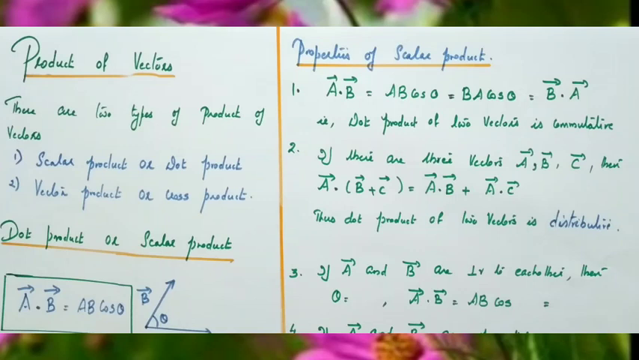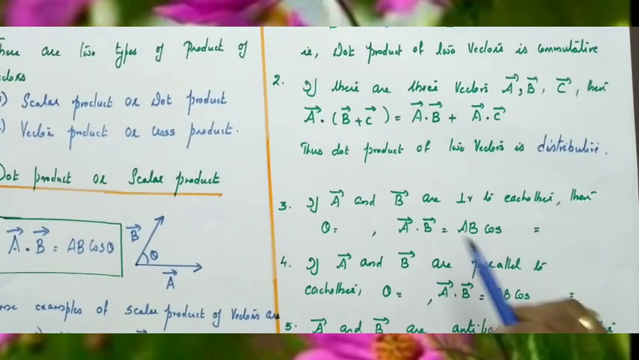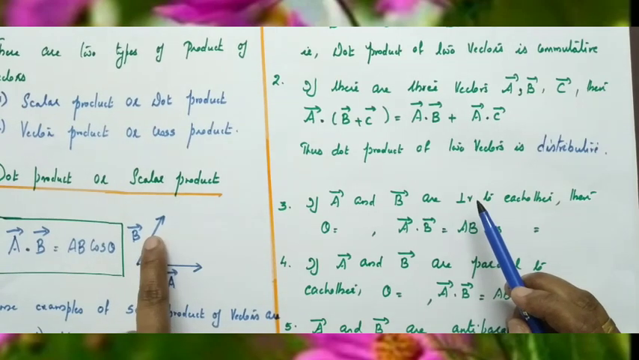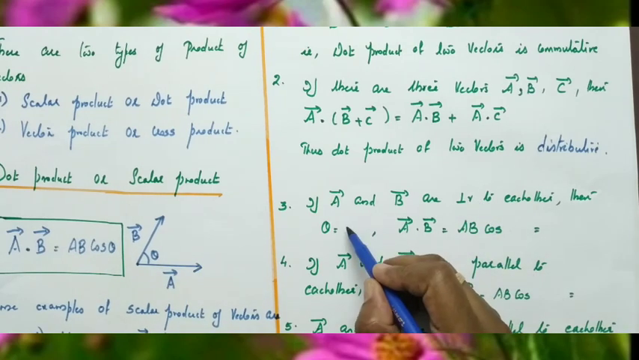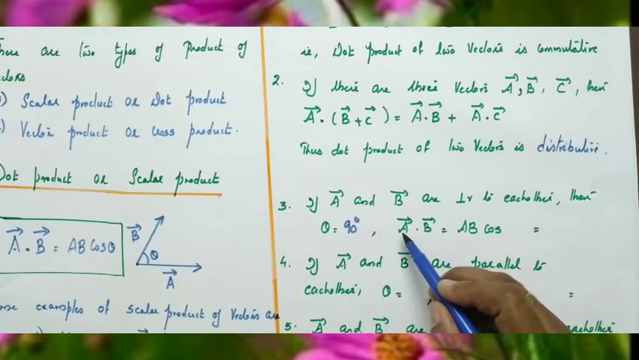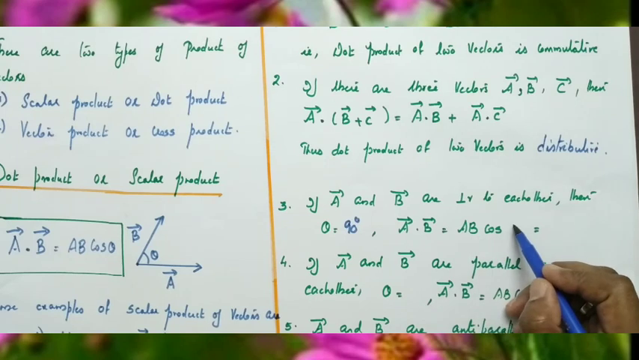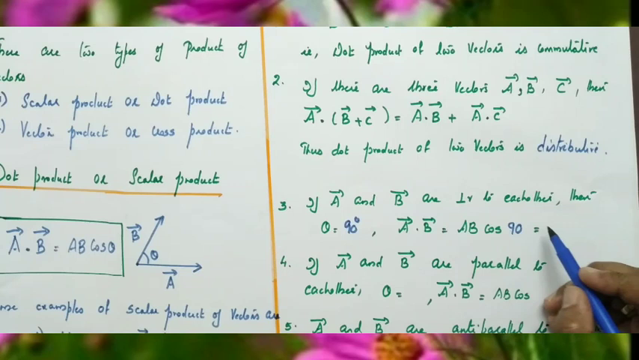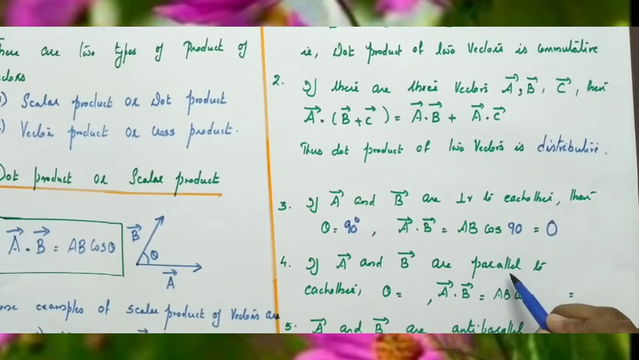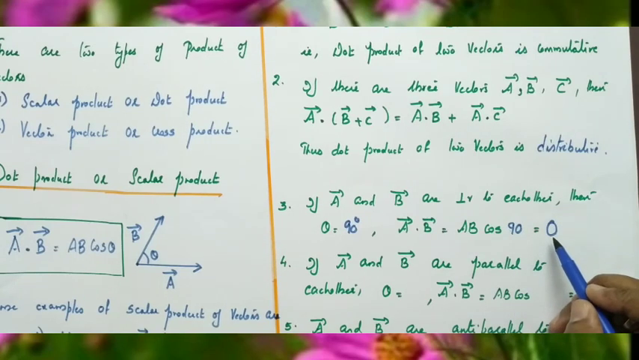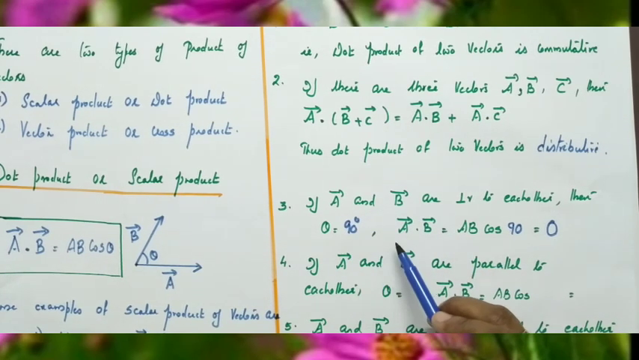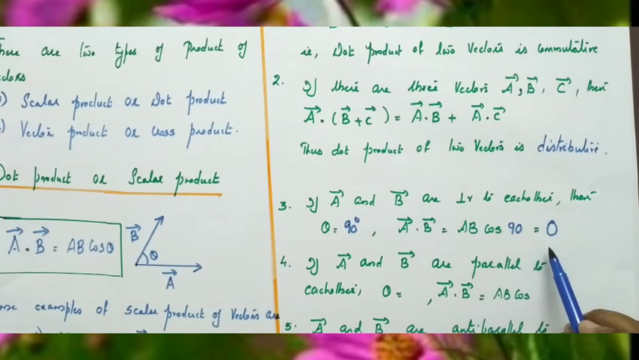Then next one, if vector A and vector B are perpendicular to each other, like this, that means what is the value of theta? Perpendicular means theta is 90 degree. So A dot B equals AB cos 90. What is the value of cos 90? 0. So A dot B equals 0. So if 2 vectors are perpendicular to each other, vector A dot vector B equals 0.